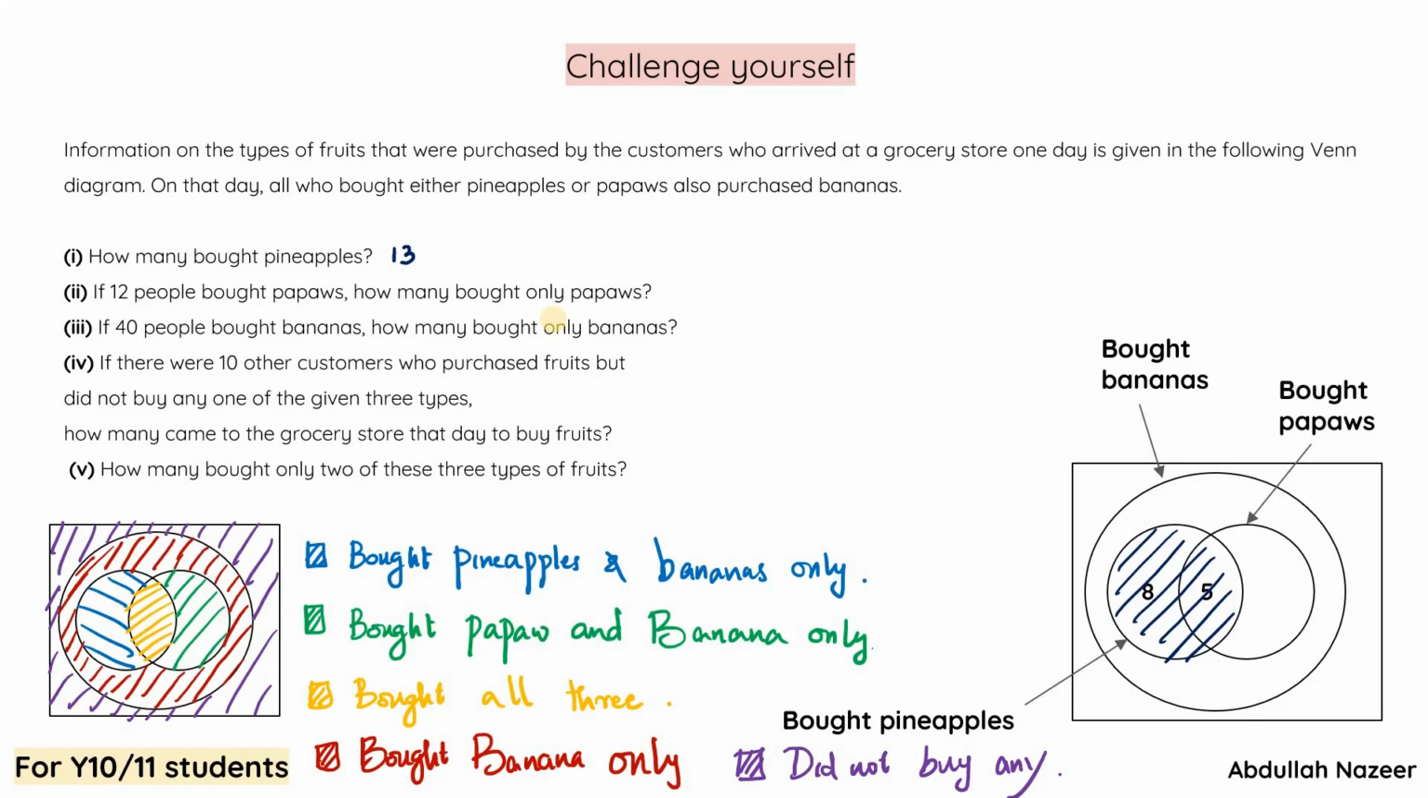So according to the context of the question, if 12 people bought papos, how many bought only papos means out of papos and pineapples, they only bought papos. So they're talking about this region here, which is not necessarily only papos, but papos along with bananas.